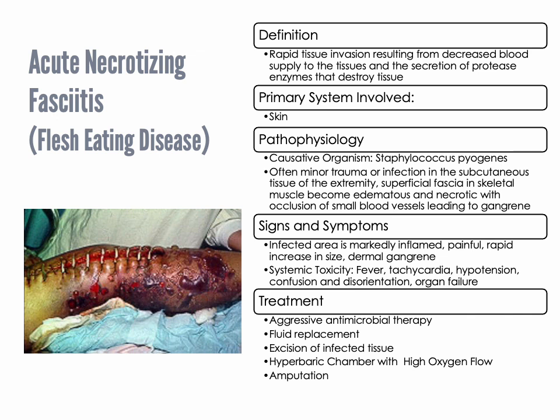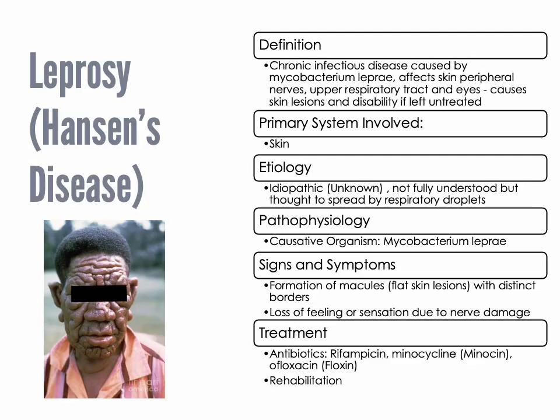For treatment, antimicrobial therapy. You want to have aggressive fluid replacement because you want to help flush that organism out. You may have to cut the tissue that's infected off of the individual, and they may even put you in a hyperbaric chamber so it doesn't spread. Ultimately, if we're not able to treat it appropriately, that individual will be subjected to amputation in those extremities.